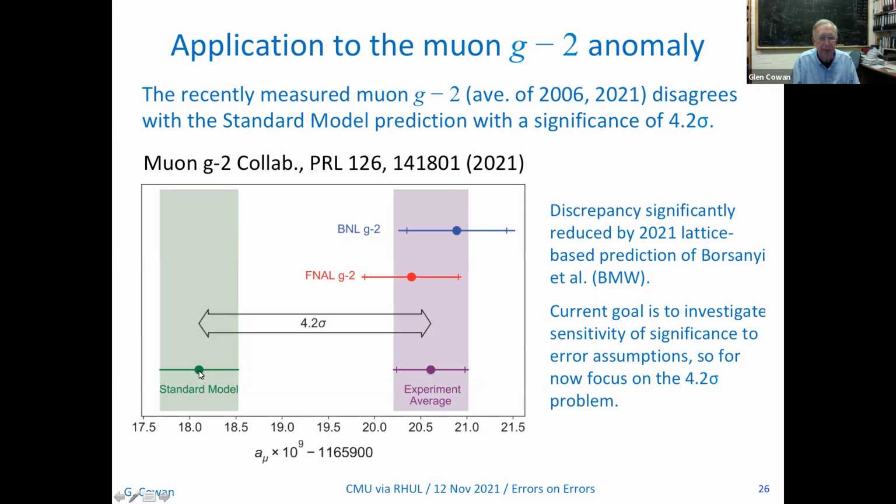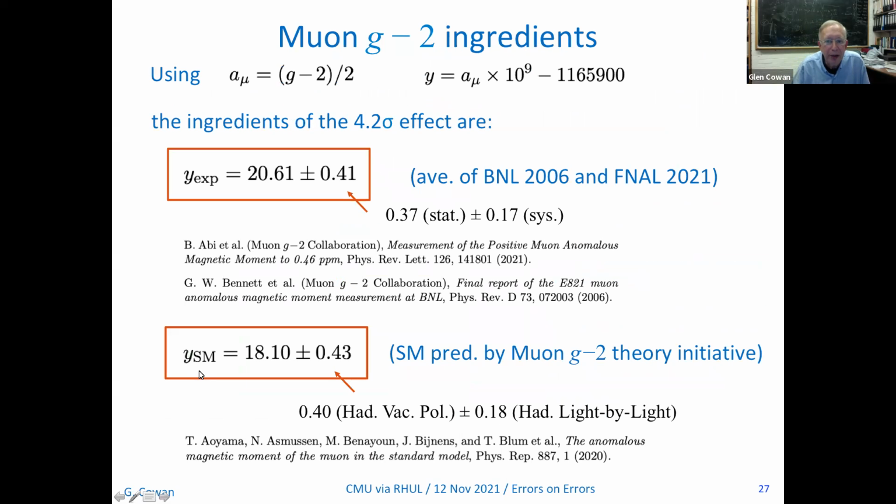All right, so this just summarizes the ingredients. There's the experimental value. I've adjusted the units so that it's 20.6 plus or minus 0.41, and the prediction is 18.1 plus or minus 0.43. And it's that 0.43 that is suspect. And the authors of that admit freely that they don't really have a good guess for what the error on the error is, but it could be substantial.